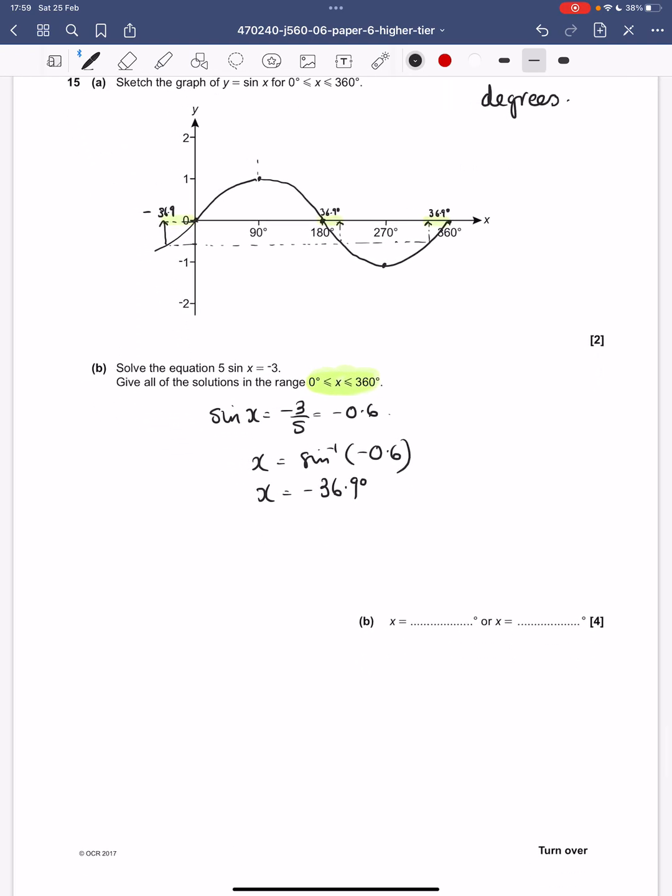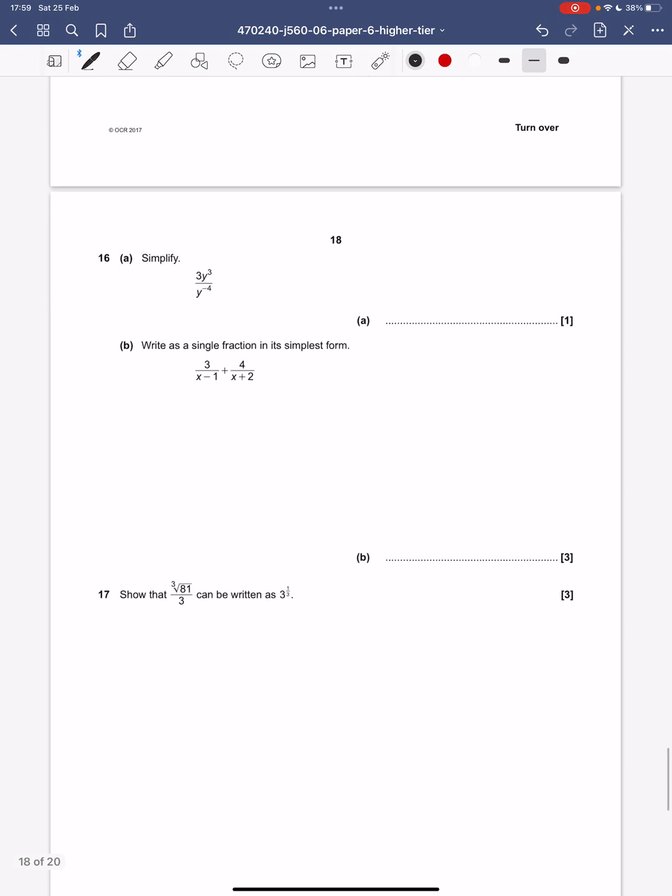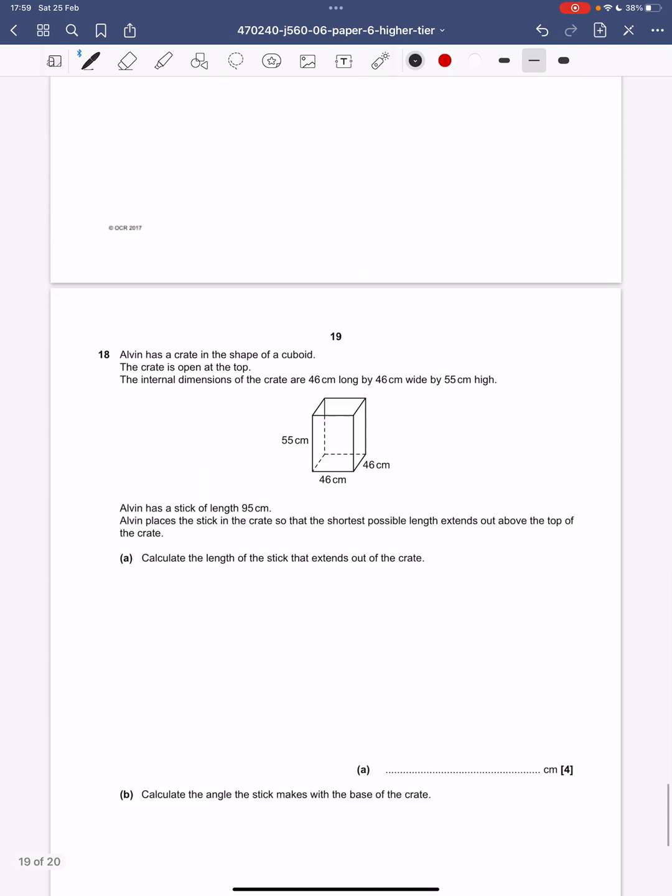Okay, so our solutions are 180 plus 36.9 degrees, and then 360 minus 36.9 degrees. So it's going to be 216.9 degrees. And then 360 minus 36.9 degrees is 323.1 degrees. Okay, simplify. Got that one.